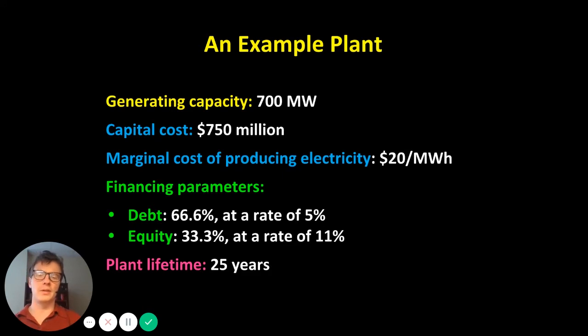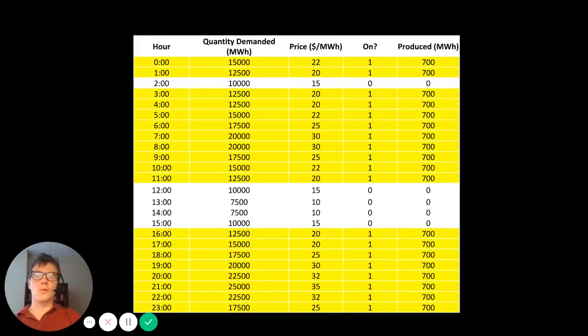So if we look at an example plant, the same one, with a capital cost of $750 million, a generating capacity of 700 megawatts, let's assume that the marginal cost of producing electricity here is $20 per megawatt hour. We could go through with that system supply curve and identify every hour for an example day in which the price is greater than or equal to the marginal cost of producing electricity at this plant, which was $20. So I've highlighted every hour in which the price is greater than or equal to the marginal cost of producing electricity. And we're going to assume that in those hours, the plant is on producing maximum capacity or 700 megawatts. The hours where the price is lower than the marginal cost of electricity, we're going to assume the plant is off and not producing anything.